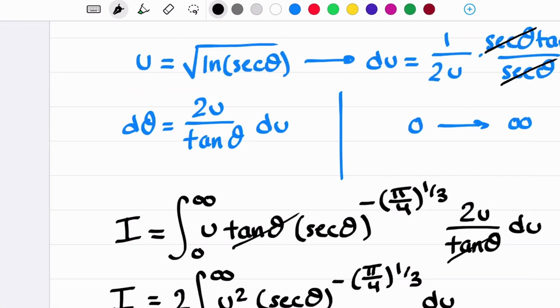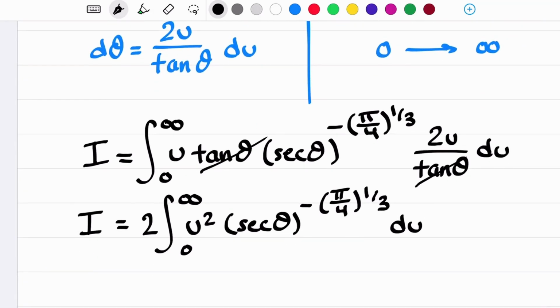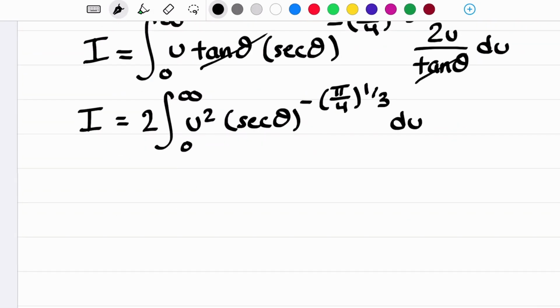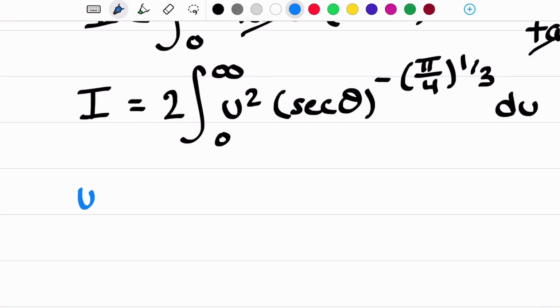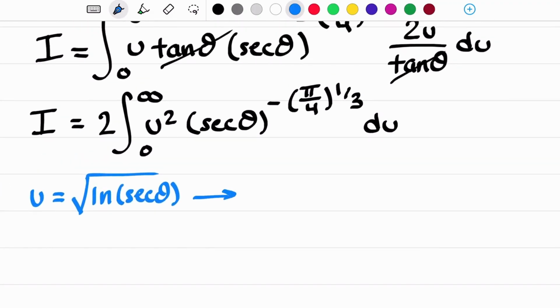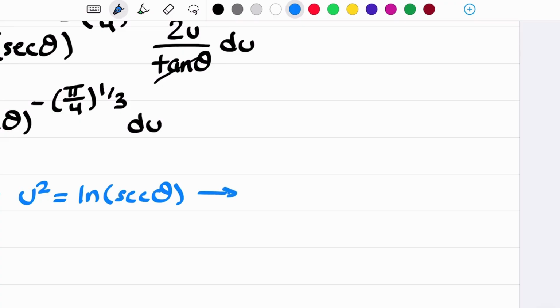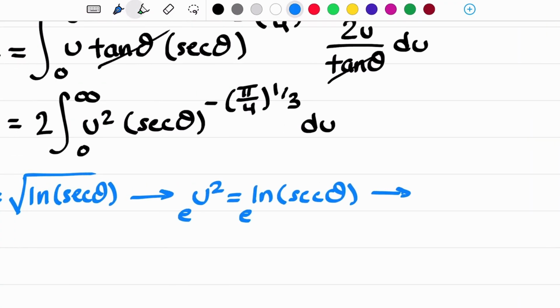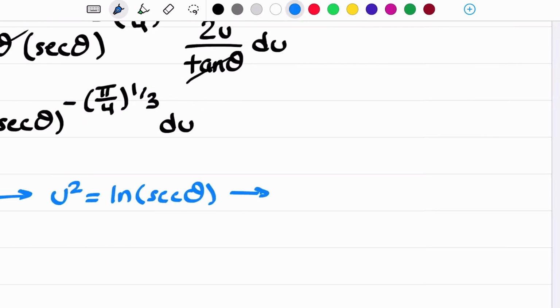The real thing we're going to do here is solve for secant theta in terms of u. Now, how are we going to do that? Well, let's rewrite what u was equal to and see if we can solve for what secant theta should be. So I'm going to square both sides to get rid of the root. u squared equals natural log secant theta. And I'm also going to exponentiate both sides, sorry. So that becomes e to the u squared. It's just equal to secant theta.